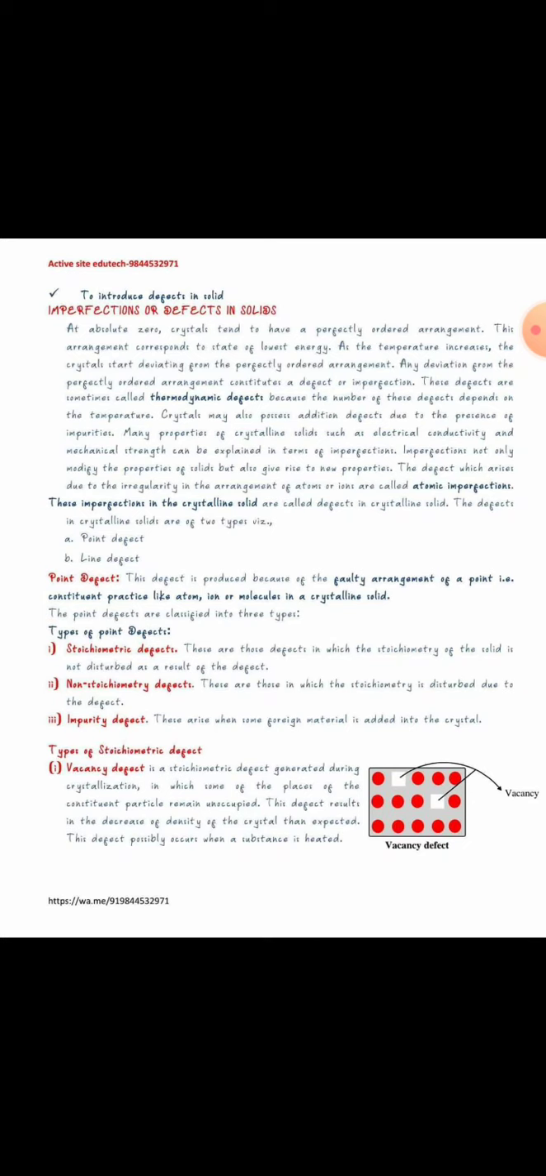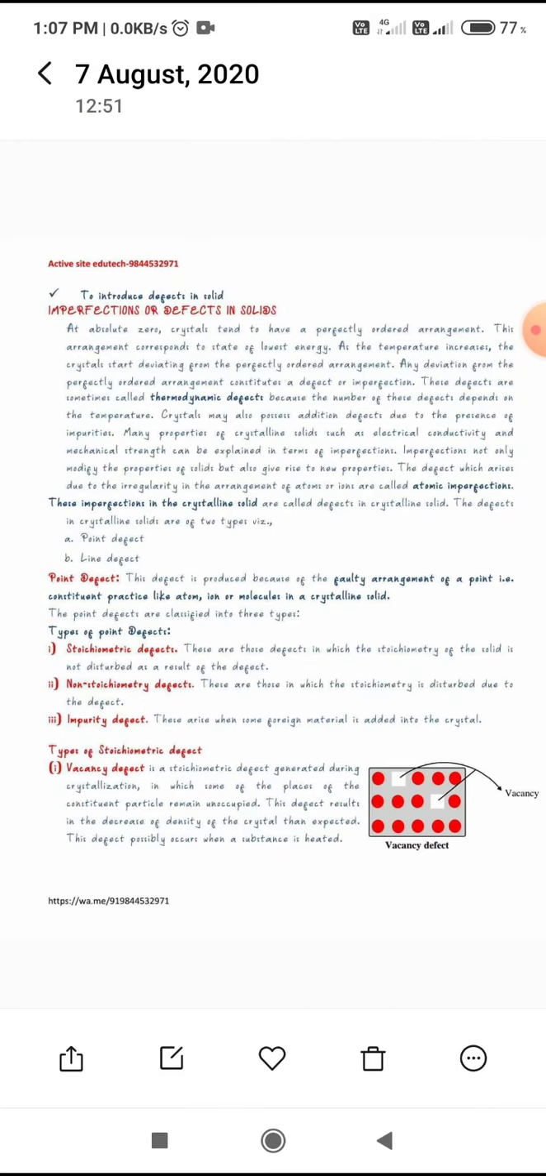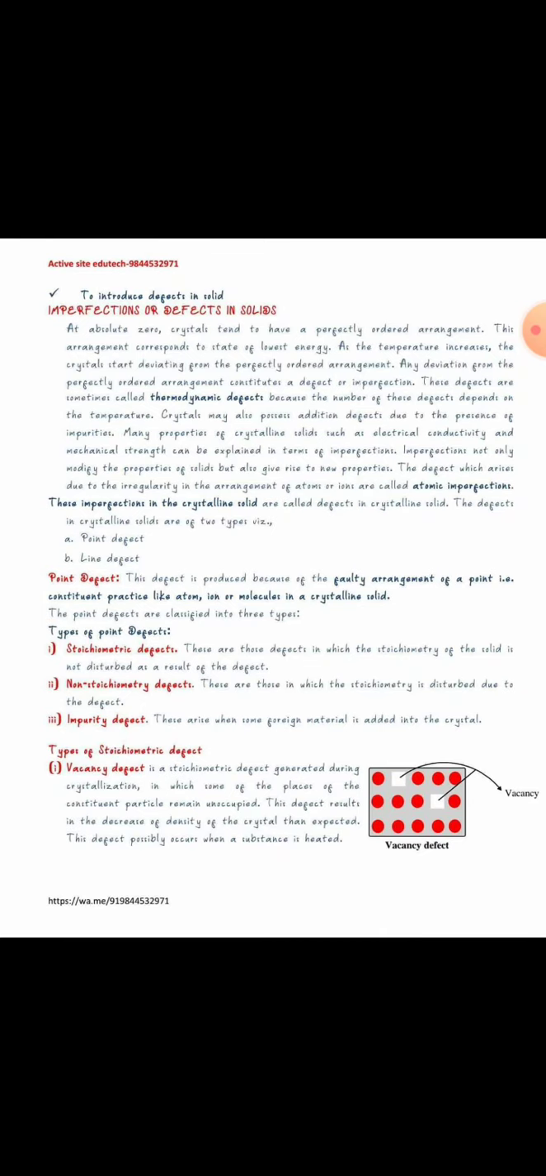The second type of point defect is non-stoichiometric defect. Non-stoichiometric defects are those point defects in which the stoichiometry of the crystal changes as a result of defect. That is, the relative ratio of cation to anion is disturbed. If in the ideal crystal, that is a crystal without defect, the relative proportion is 1:1, when the defect is introduced, the 1:1 ratio will change. It may become 1:0.9 or whatever.